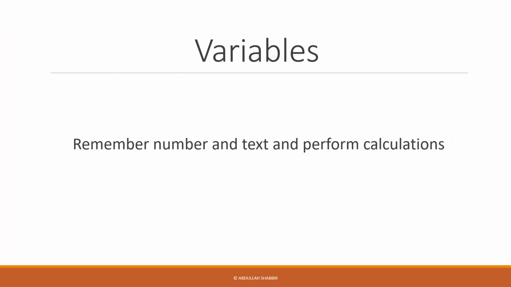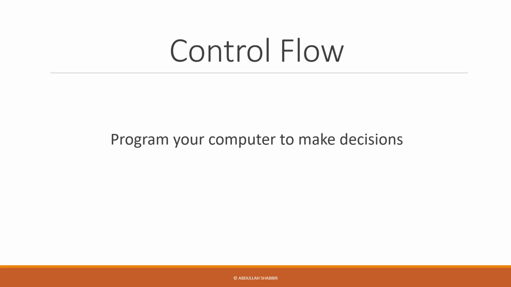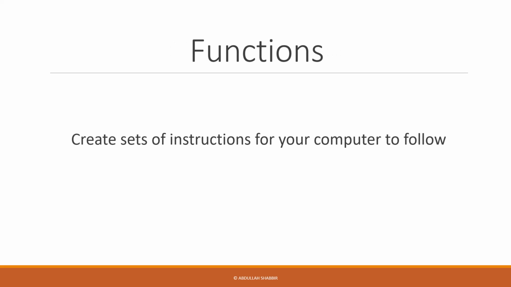In lesson 1 of this course, you will program the computer to remember numbers and text using variables. You'll get to use those variables to do calculations that even us humans can't do. In lesson 2, you'll get to teach the computer how to make decisions when faced with multiple choices. And in lesson 3, you'll get to write your own set of instructions for the computer to follow using functions.